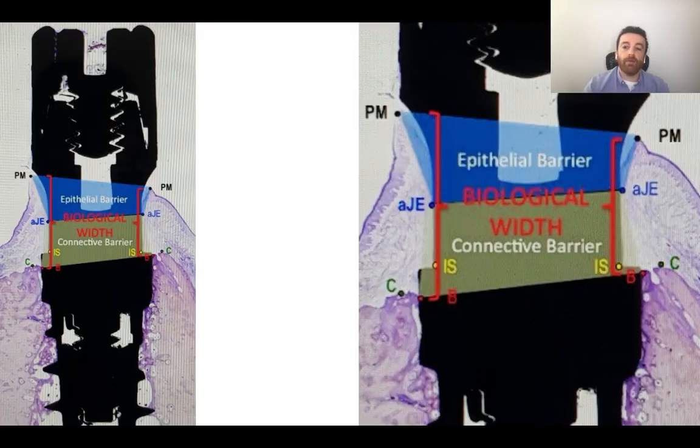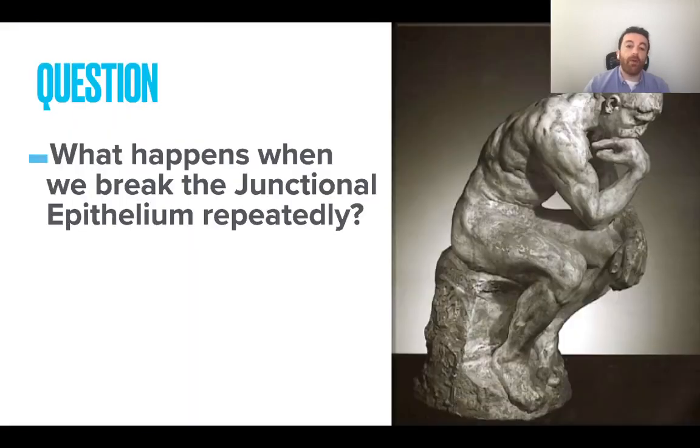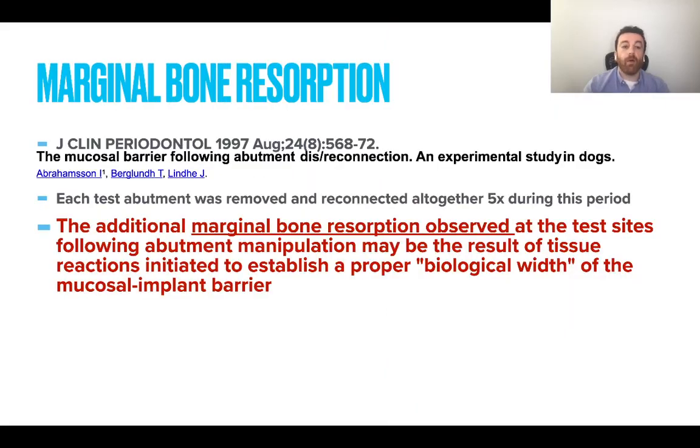Really what happens in terms of biological width is that we act to have a barrier around our implant to protect our implant, avoiding bacteria from infiltrating around it. So what happens when we break that junctional epithelium repeatedly around our implant? Well, we're going to get marginal bone resorption.